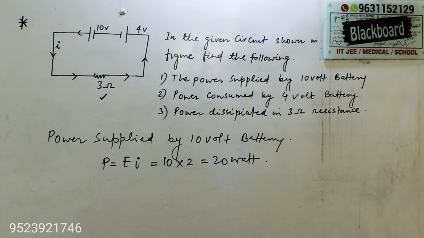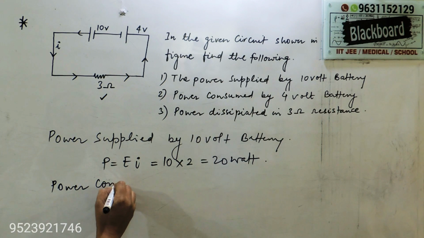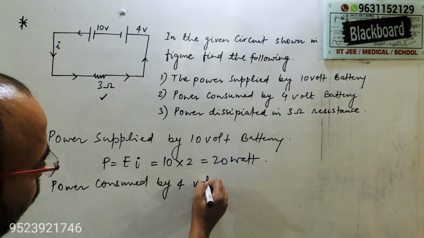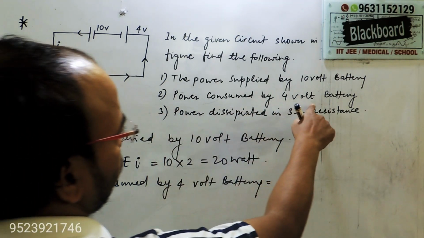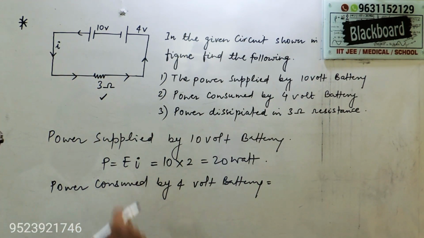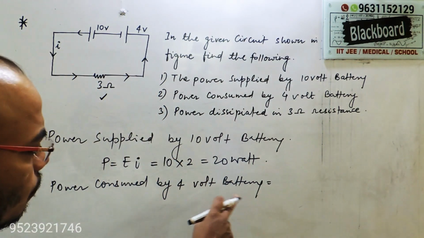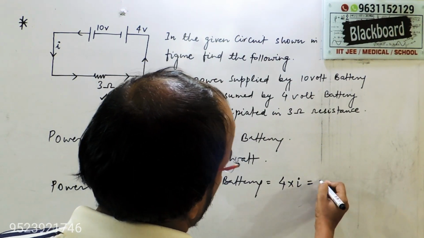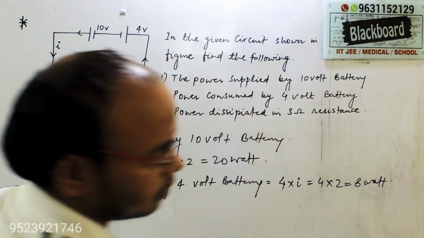Power consumed by the 4 volt battery. For the 10 volt battery, what did we do? Power equals EI, where E is potential and I is your current. This is 20 watt. Power consumed by the 4 volt battery is 4 into I. I is 2 ampere. 4 into 2, that means 8 watt.